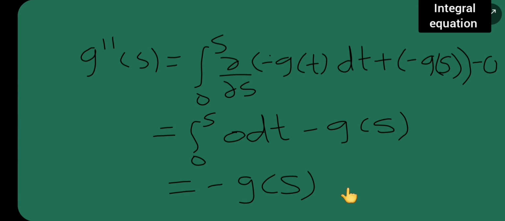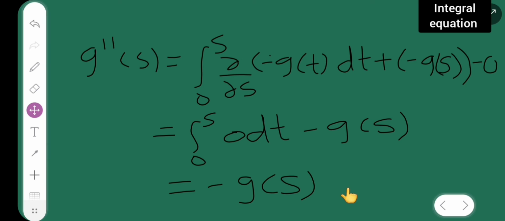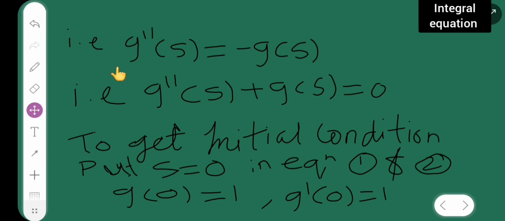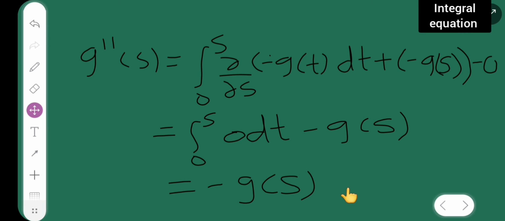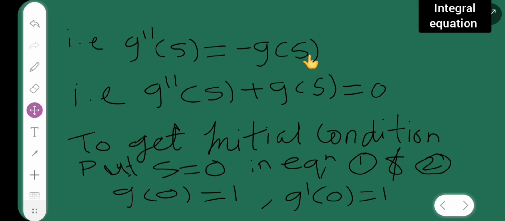So after this I will turn the page. So what I will get is g double dash of s equal to minus g of s. That is, g double dash of s, I will bring this term to this side so it will become positive: g double dash of s plus g of s is equal to 0.